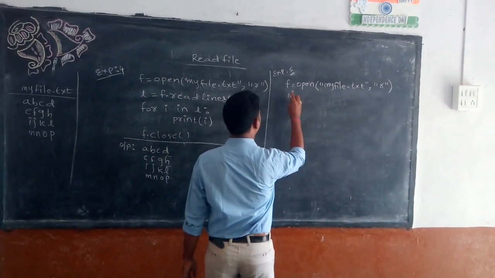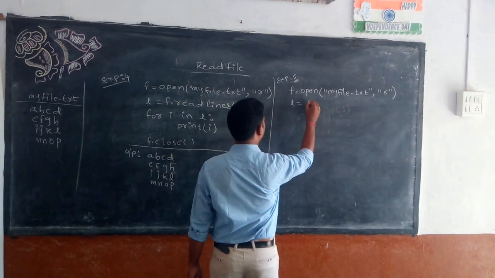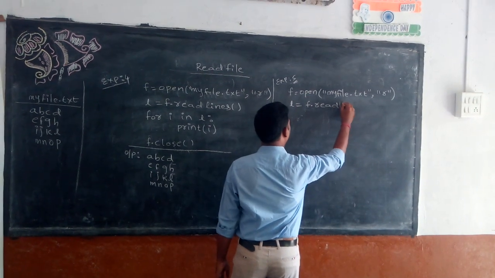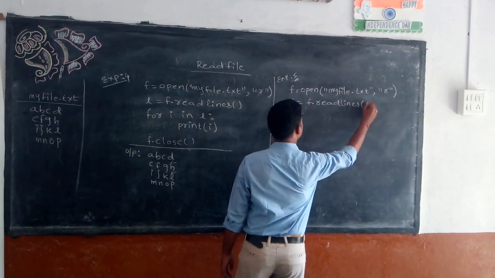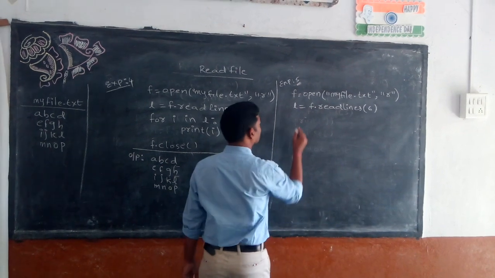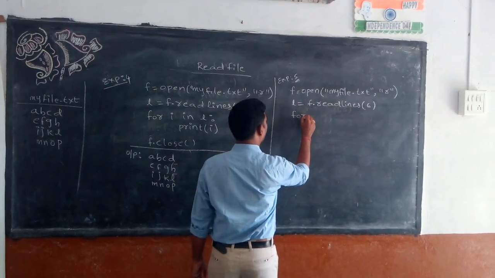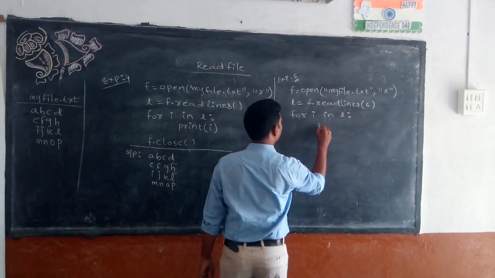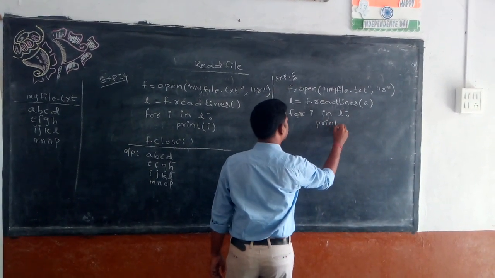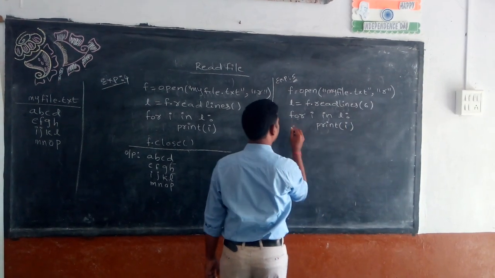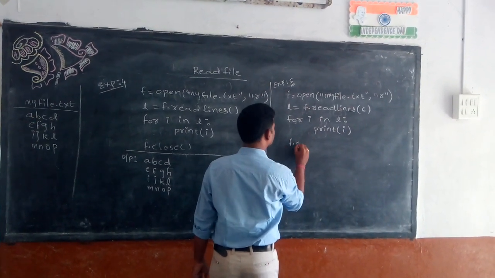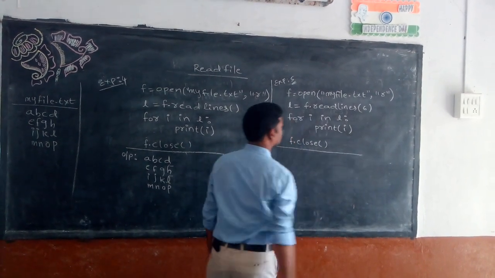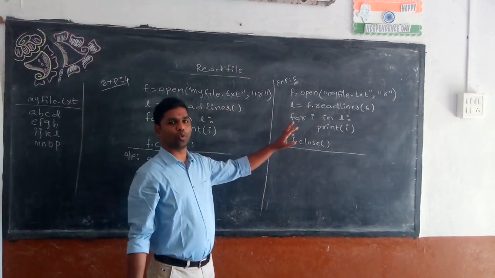L is equal to f.readlines(6), and I say for i in L: print(i), then f.close(). So what will happen whenever I execute this code?